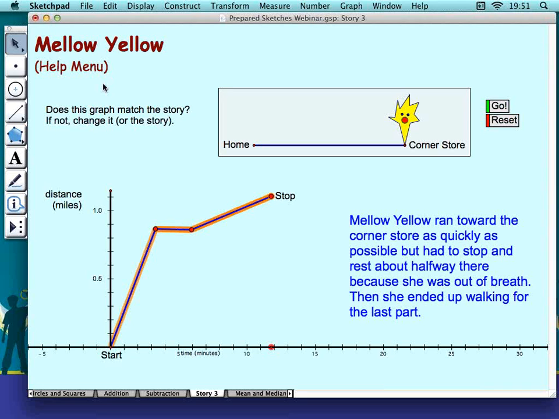I did see a couple of questions coming up on iPad, by the way. All of the activities that you've seen today that don't involve the use of construction tools, either custom tools or the regular construction tools, all of those can be used on the iPad. The iPad Sketchpad Explorer app, which you can get from the App Store, can show all of these. So for instance, this Mellow Yellow activity we've just been looking at works just fine on the iPad.